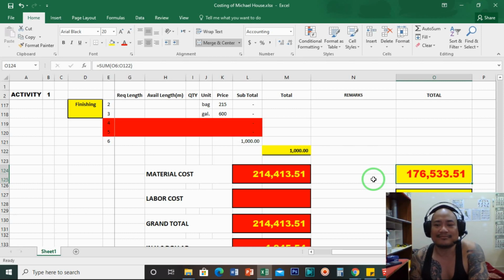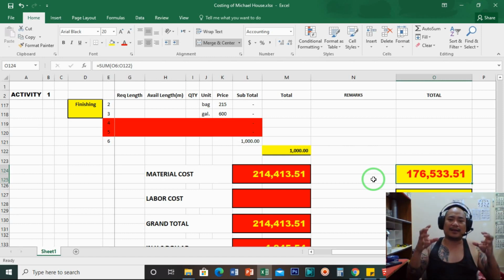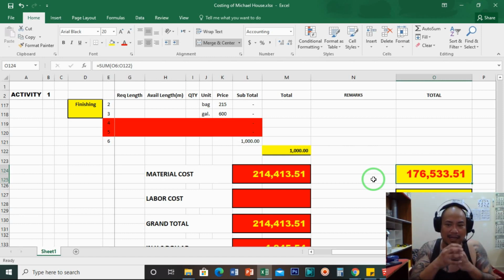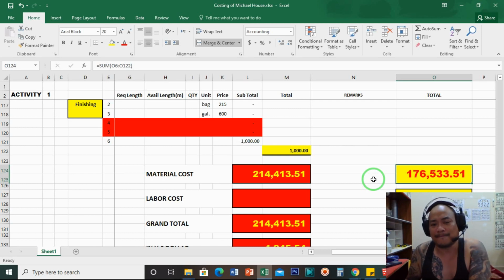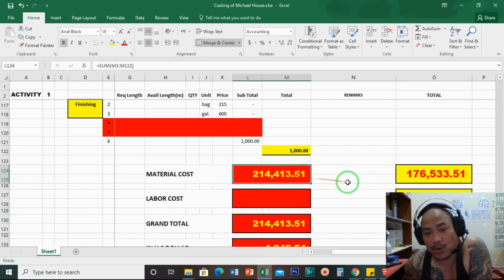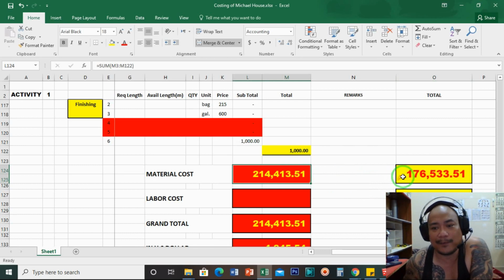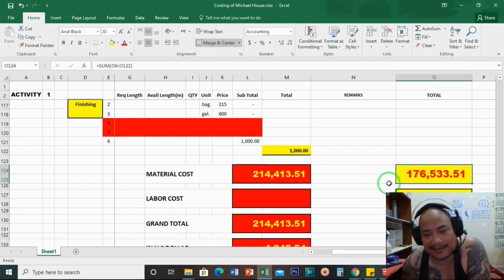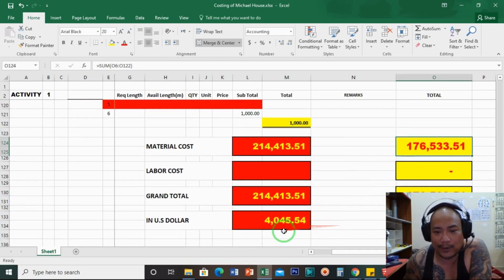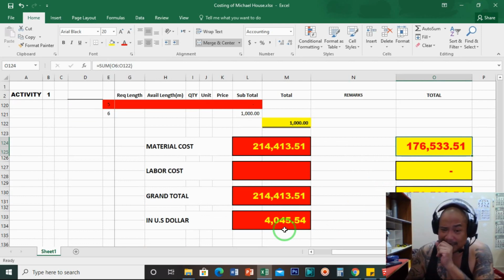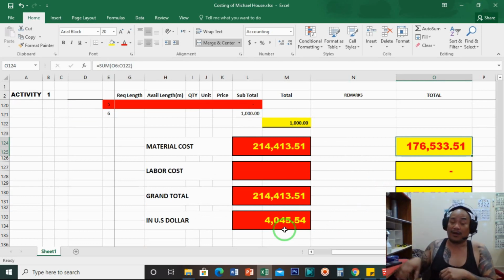See? So the budget of this house is tightly budgeted. So 214,000, livable at 176,000. Of course, not including the land. The land is not included in this discussion.